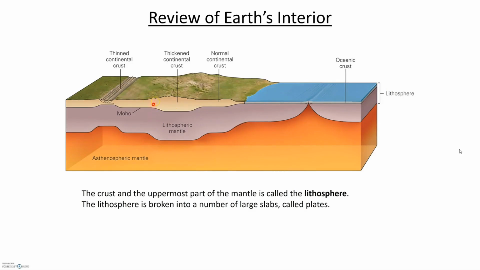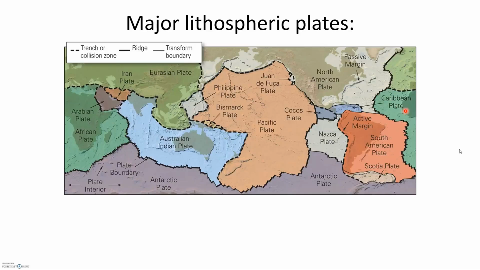So we have the lithospheric mantle, we have our rigid crust at the very surface of the Earth, and these two combined make up the anatomy, if you will, of a tectonic plate. So these are the things we're looking at when we start talking about these plates.